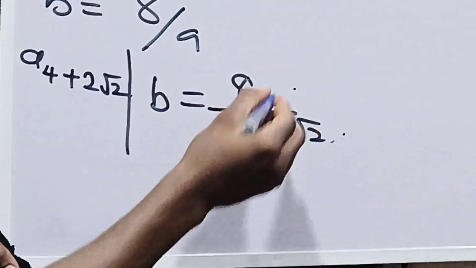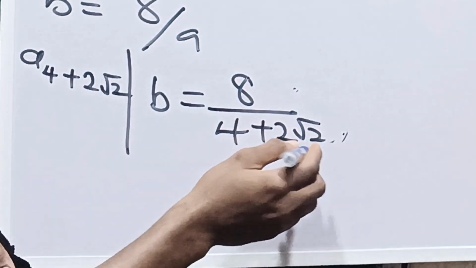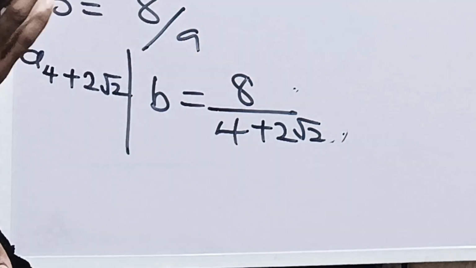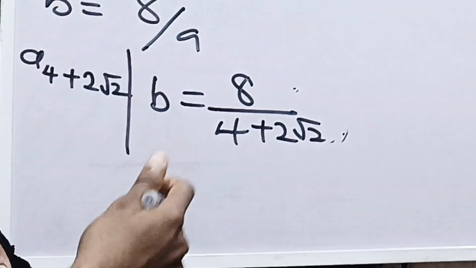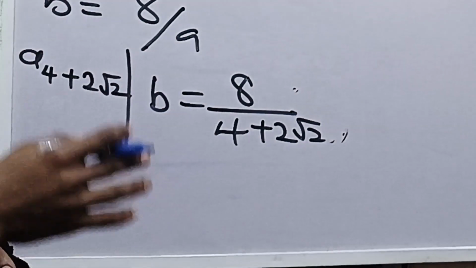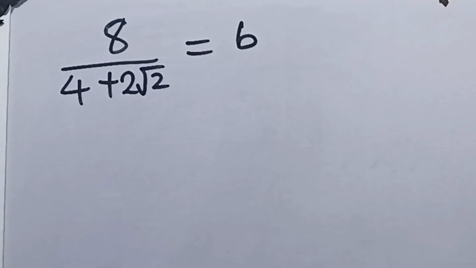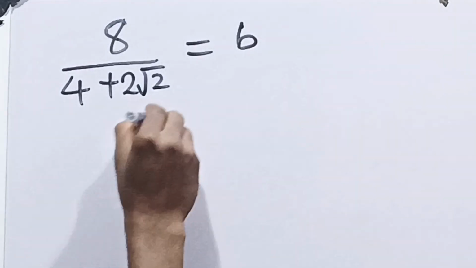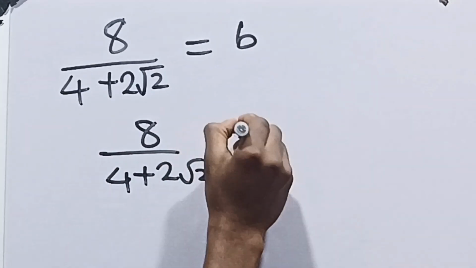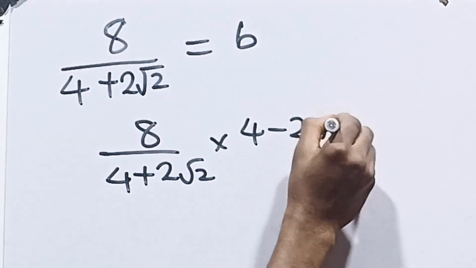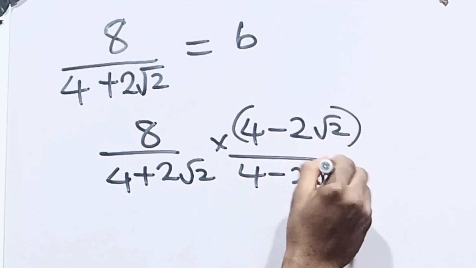Multiplying the numerator and the denominator by the same number gives an equivalent fraction, so we are not changing this equation. Let's apply this and see how we rationalize the denominator to get the answer for b. We have 8 divided by 4 plus 2 root 2, multiplied by 4 minus 2 root 2 over 4 minus 2 root 2.